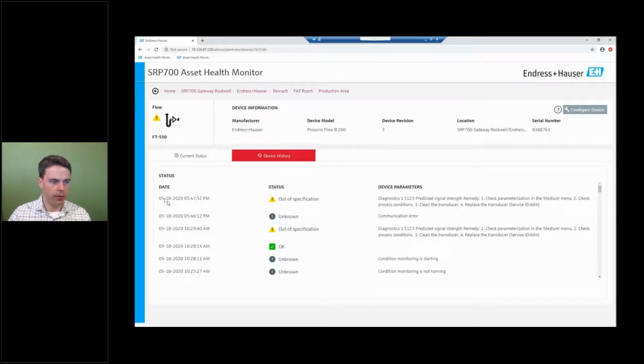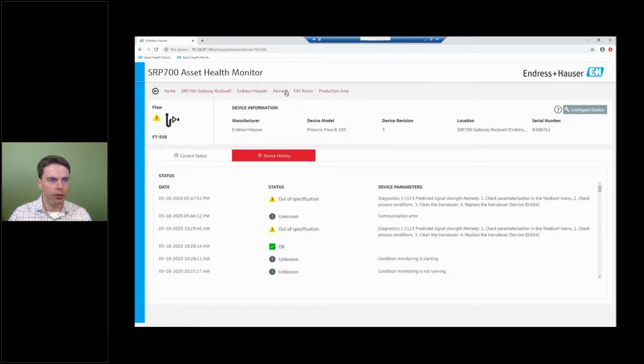So let's say on the 18th of May, we had this diagnostic message where there was a communication error with the device earlier. And you also see here when the system is running and when it's not running. It's also logged when the system is in maintenance mode or shut down for whatever reason. Then it's also logging. So you can clearly see when it was active or not.